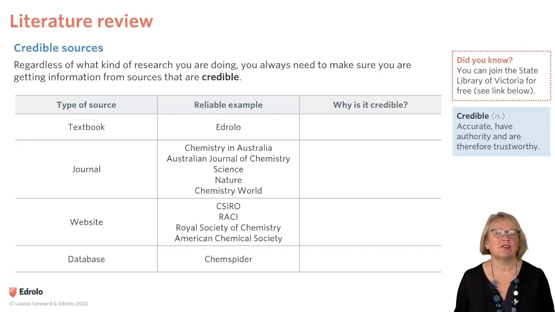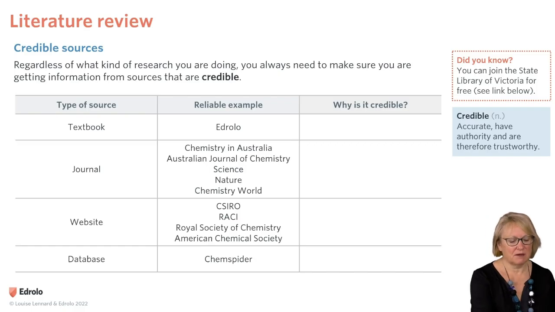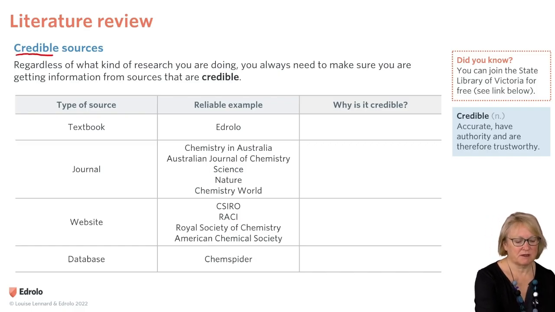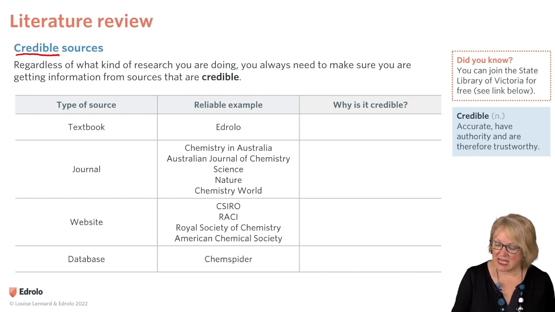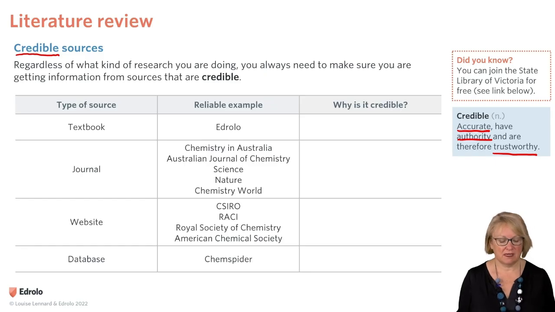Okay, a literature review. Now, you've probably already conducted literature reviews in the first few years of high school, but it becomes more and more important as we go through VCE and into university. And that's looking at credible sources. So regardless of what kind of research you're doing, you need to make sure you're getting information that is credible, which is accurate, has authority, and is trustworthy.